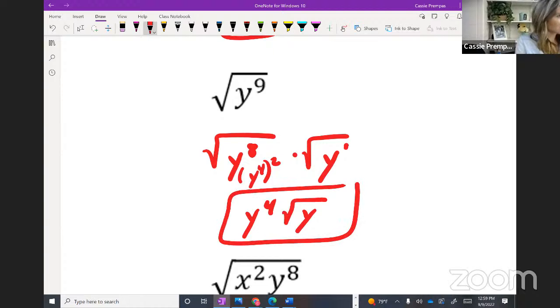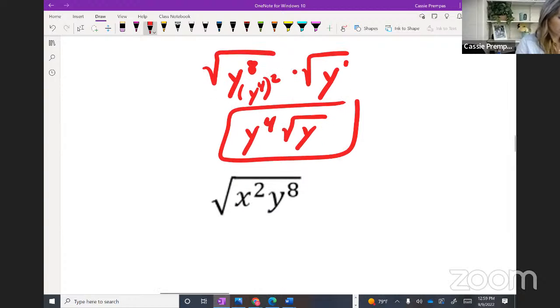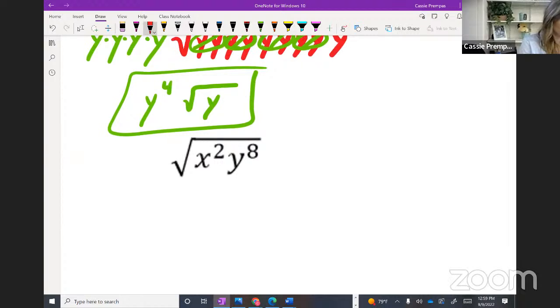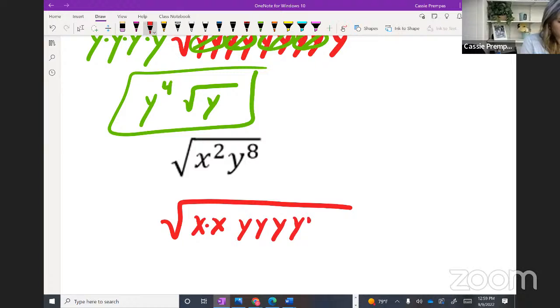Okay, the next example is where Charlie already hit on it. We need to talk about what if x is negative. So let's go ahead. Let's try using method 1, the prime factorization. So as I draw it out, how many x's should I have? 2. How many y's should I have? 8. 1, 2, 3, 4, 5, 6, 7, 8. It's a square root, so I need 2 of the same before I can take it out of the radical. I have 2 x's. Let's take it out.